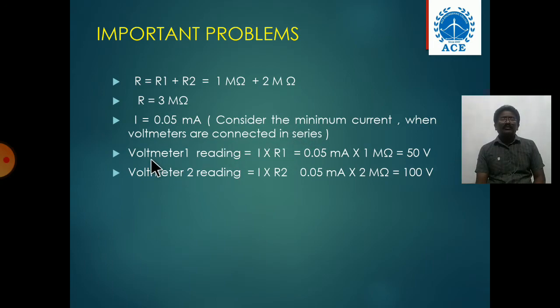Here voltmeter 1 reading is equal to I R1. Now you have to calculate the individual voltage across each meter. So voltmeter 1 reading equals I into R1. Already you know the value of I is 0.05 milliamps and R1 equals 1 mega ohm. Simplify them, then you will get 50 volts. Now the second voltmeter reading equals I into R2 is equal to 0.